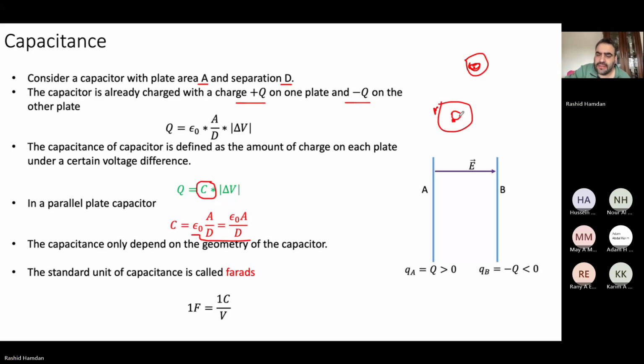But of course, here we're going to have the capacitance only depend on the shape. It would have to depend on the inner radius, the outer radius, and the length of the cylinder. We could have spherical capacitors, but of course spherical capacitors are even harder to make.